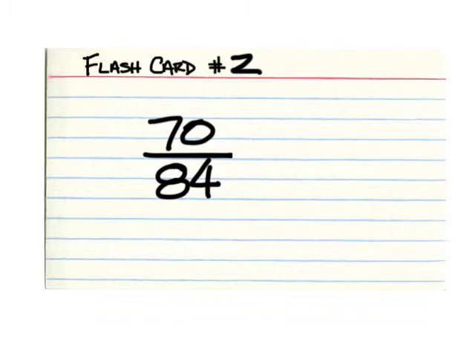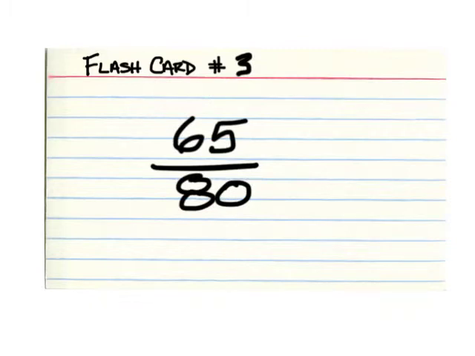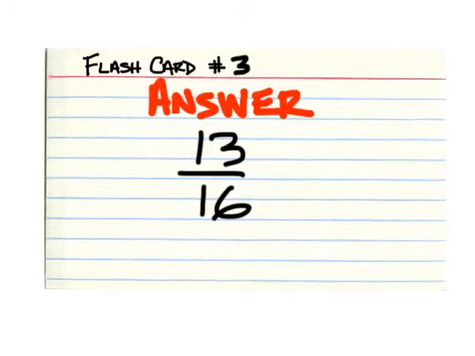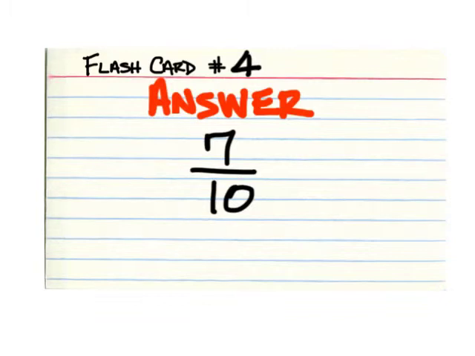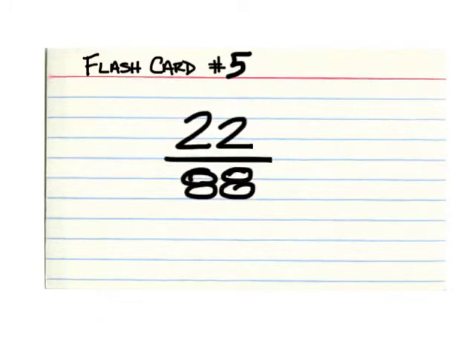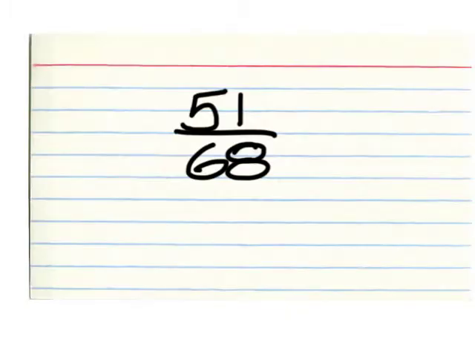70 over 84. I'll give you another hint. Five over 6. 65 over 80. 13 over 16. 35 over 50. 7 over 10. 22 over 88. 1 over 4, yeah. Practice number 3.